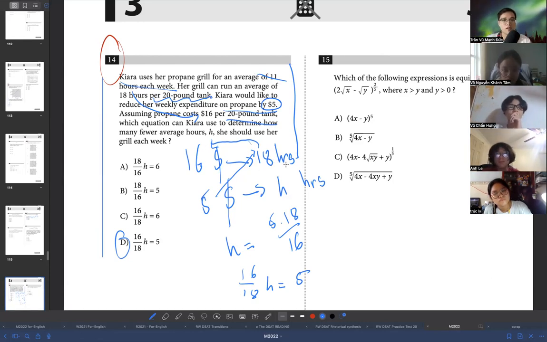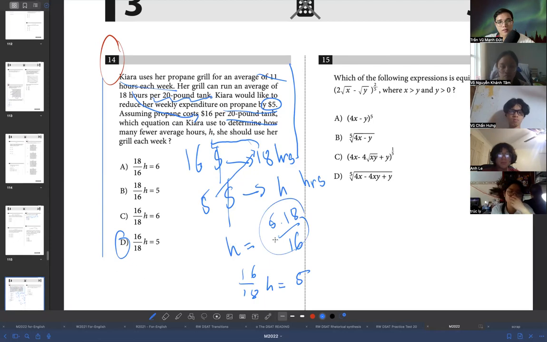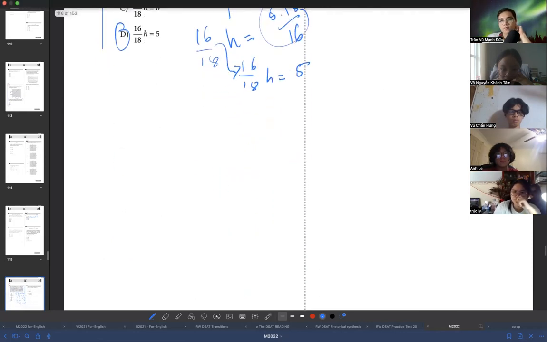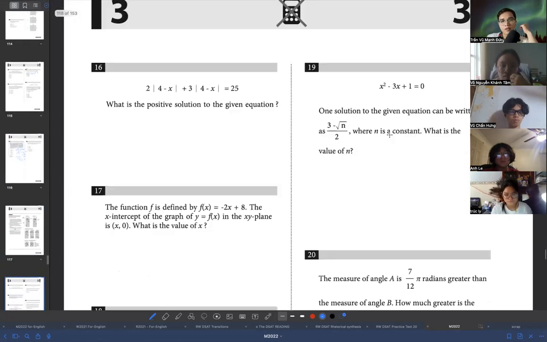So $16 equals 18 hours. How about $5 equals what hours? So you're just going to have to use cross multiplication, which is 5 times 18 divided by 16. You get this one, and then you just divide by 16 over 18. So you get 16 over 18 equals 5. Yeah, very simple. It's just phrasing. It's very convoluted, very complicated. It's just phrasing.